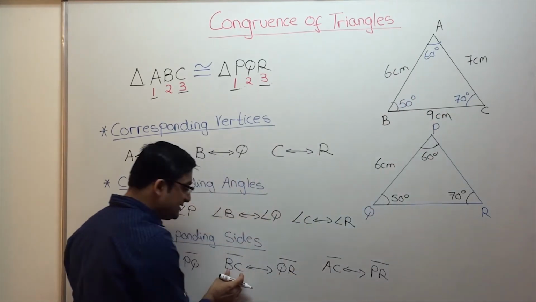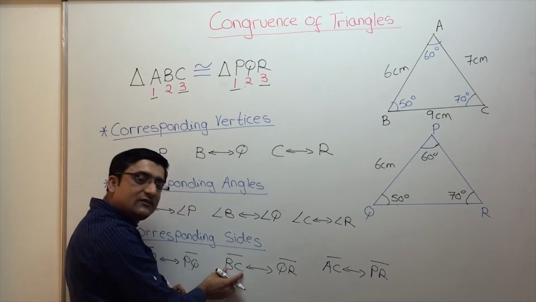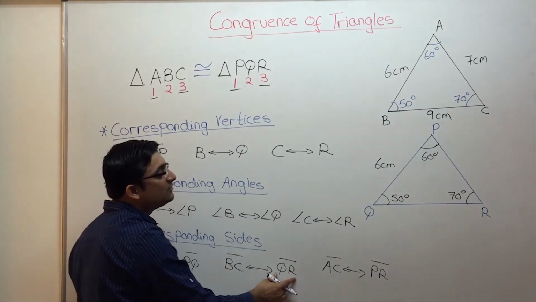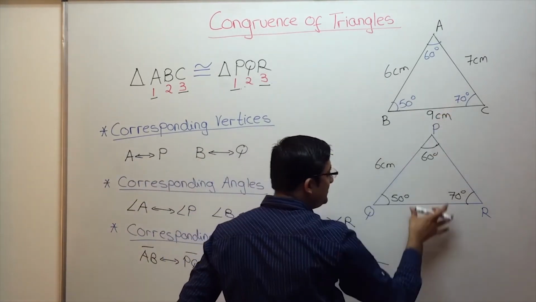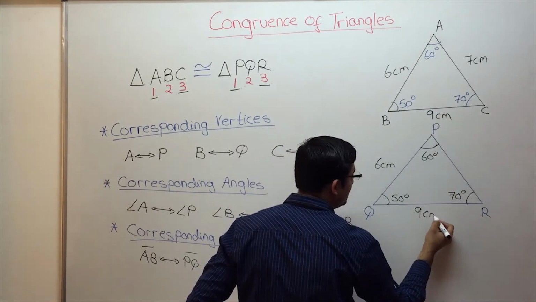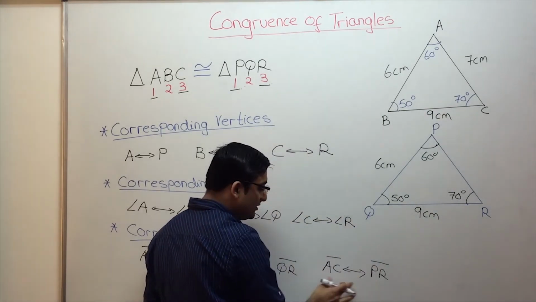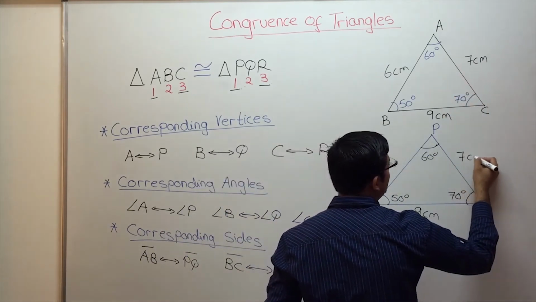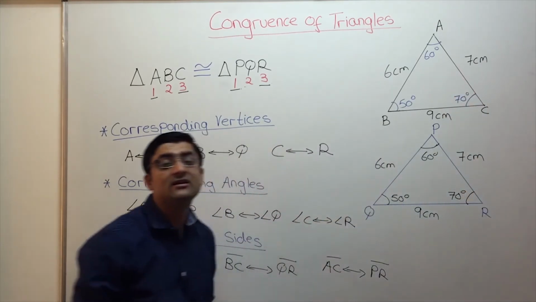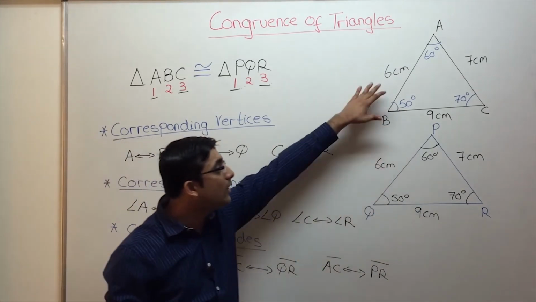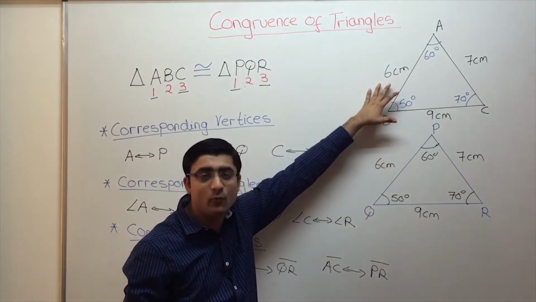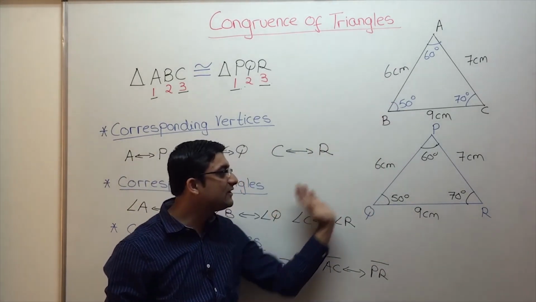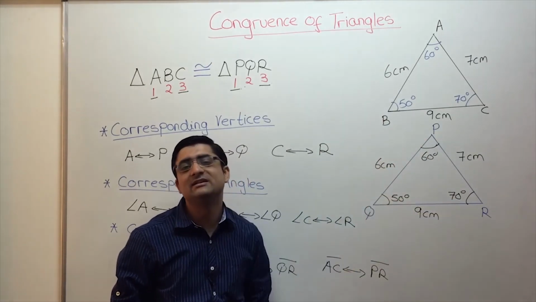Similarly, BC corresponds to QR. So whatever is the length of BC, same will be the length of QR. So if BC is 9 centimeter, QR will also be 9 centimeter. AC corresponds to PR. So the lengths are equal. So what is the length of AC? Same as the length of PR. So that is why we need correspondence. If only parts of one triangle are given to you, with the help of the correspondence, you can easily label the second triangle.